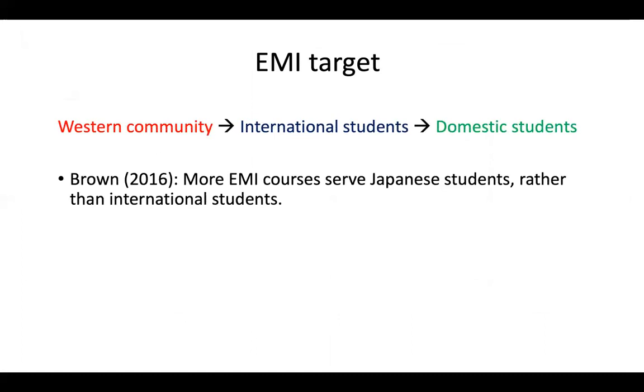In Japan's context, as we discussed, the main target of EMI was firstly the Western community, and then moved to international students. And there is a recent trend that focuses on domestic students in order to develop their English language skills, as well as to foster their global jinzai or global human resources character. As Brown's recent study shows, more EMI courses here in Japan serve Japanese students rather than international students.